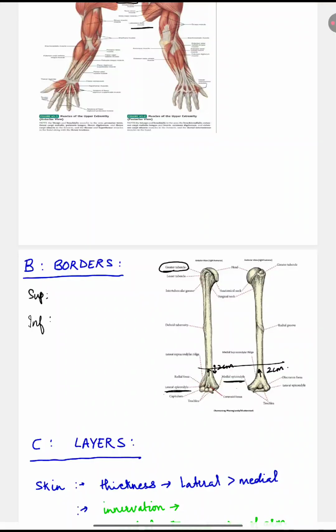Now medially and laterally, if we draw a vertical line from the medial epicondyle and a vertical line from the lateral epicondyle, this is the medial and lateral border. What is the superior? Pectoralis major and latissimus dorsi muscle, we draw a horizontal line. Inferiorly, 2 centimeters above the medial and lateral epicondyle. Medially, a vertical line from the medial epicondyle. Laterally, a vertical line from the lateral epicondyle.